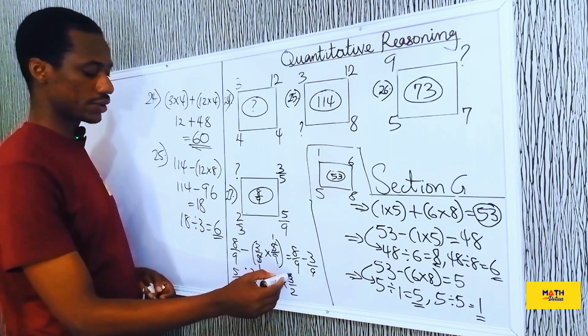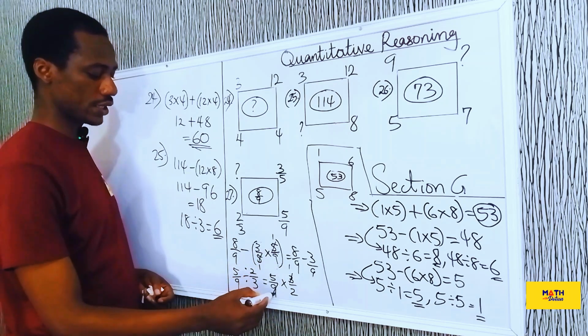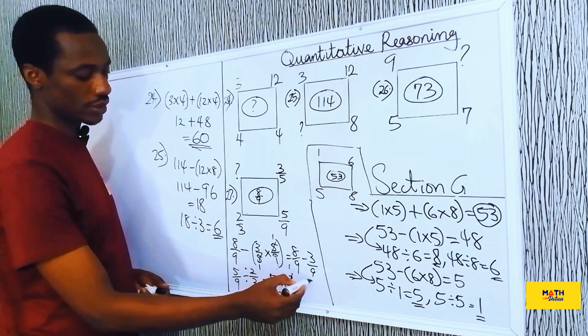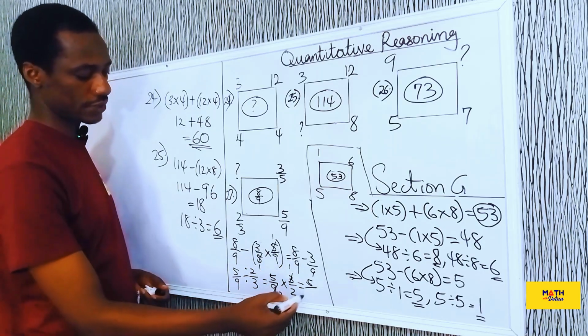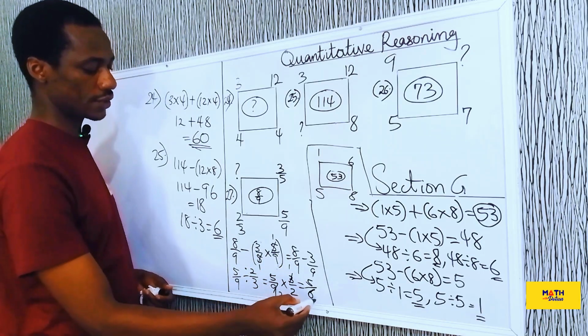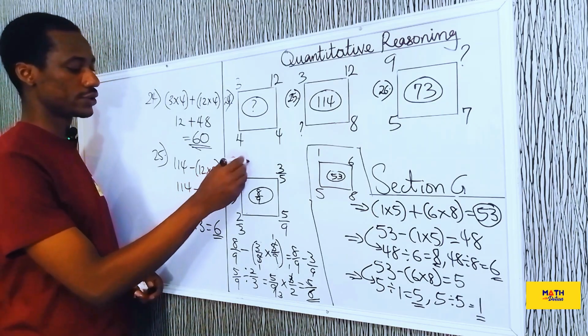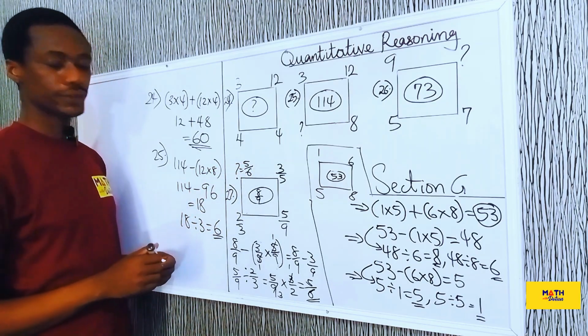All right, so we can cut this. 3 goes here 1, and 3 in 9 is 3. And then we have 5 times 1, 5, and then 3 times 2, 6. All right, so the final answer is 5 over 6. So this is 5 over 6.